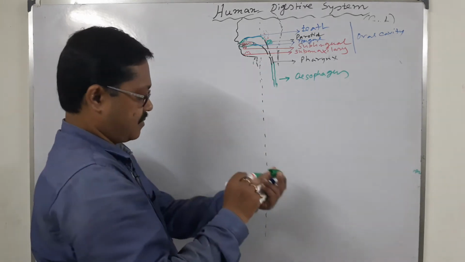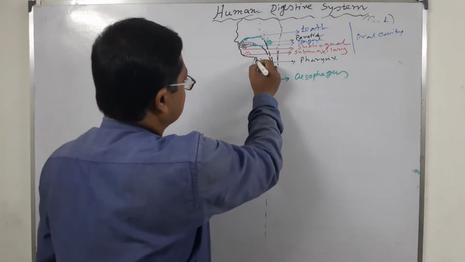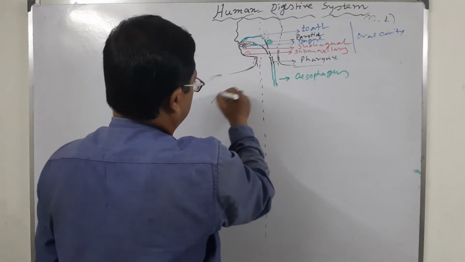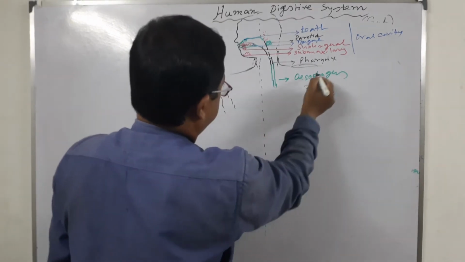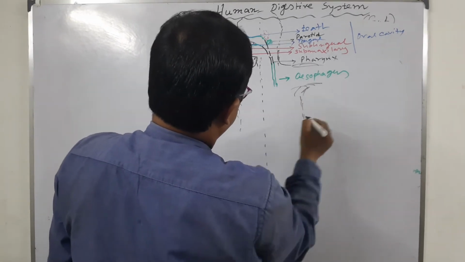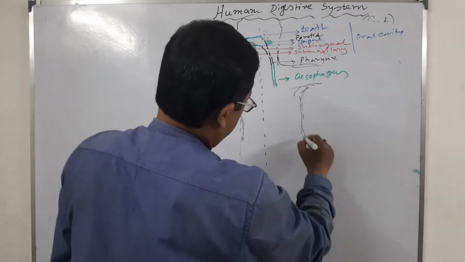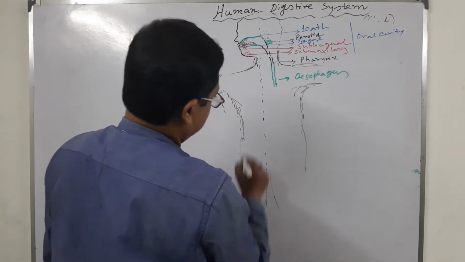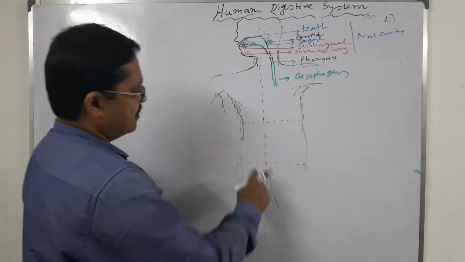Then we draw our body, our thoracic cavity as well as our abdomen. This is our neck, this is our shoulder, hand, then our abdominal zone, then our legs: thoracic cavity, abdominal zone, and legs.